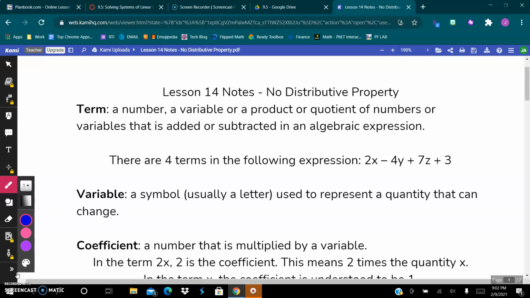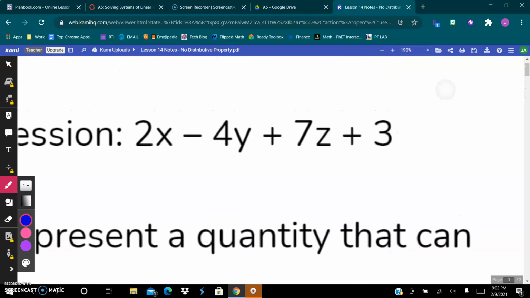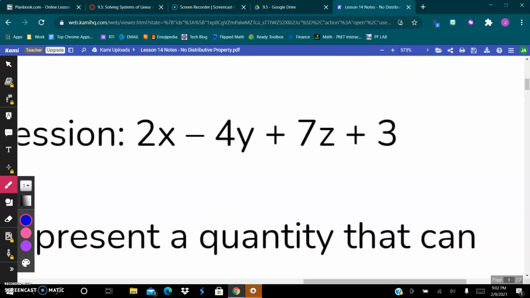So when we're combining like terms, we need to know what a term is, and that is a number or a variable or a product or quotient of numbers or variables that is added or subtracted in an algebraic expression. So underneath here I have, there are four terms in the following expression. So looking at this, there's four terms. This is a term, this is a term, this is a term, and this is a term.